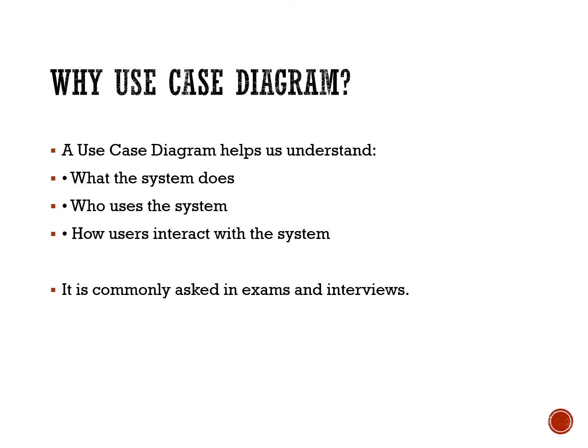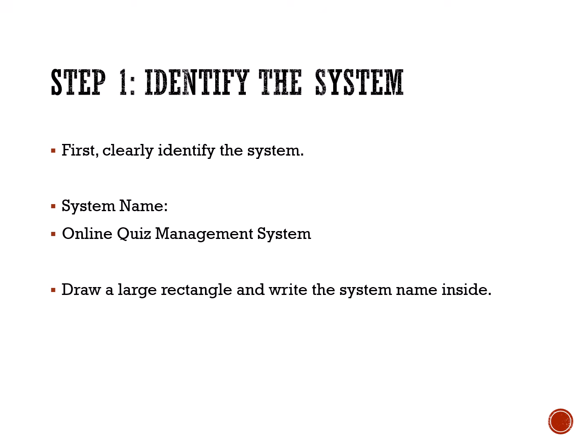Now I will explain step by step what we need to find from the question, and what the final diagram will be that we have to draw. First, you have to identify the system. Whenever you get a question to draw a use case diagram, they will provide some paragraphs, and in that you have to find the system. Here we are going to explain a question on an online quiz management system, and we are going to draw a diagram on that.